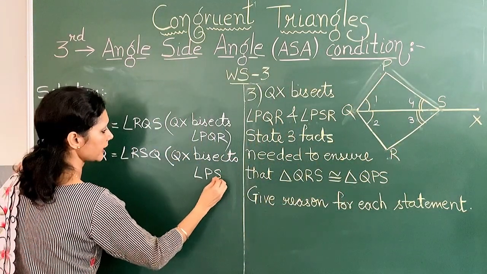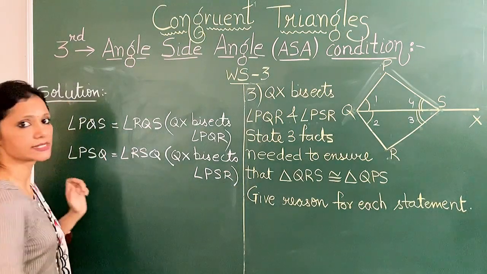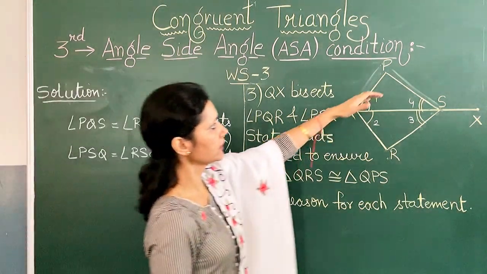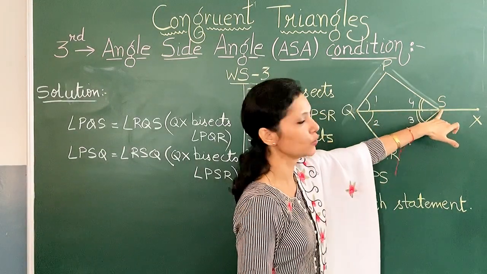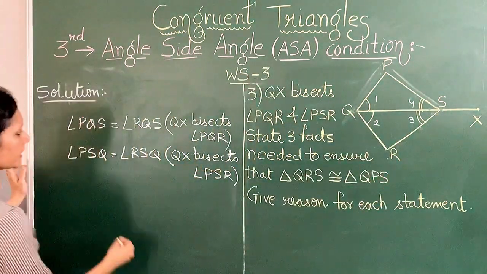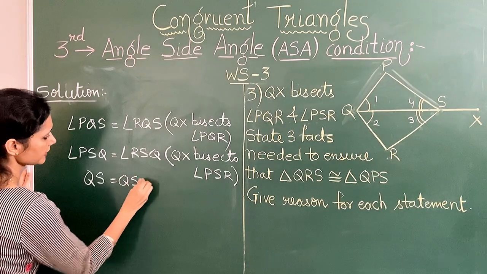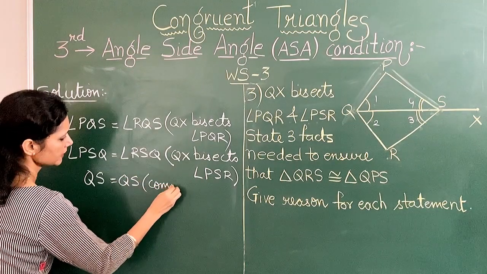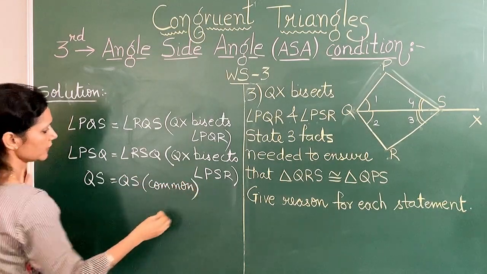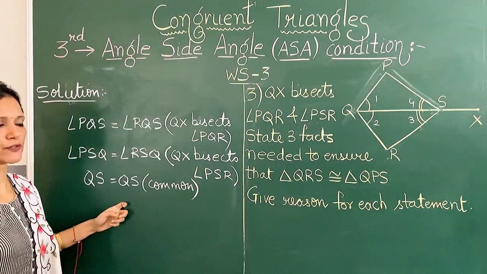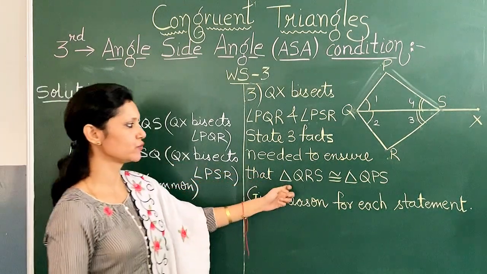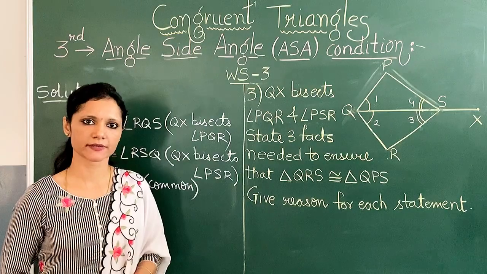Angle PSR. Now the third equal side. See, both the triangles, they are having this side QS common. So we would say QS is equal to QS. The reason is this is the common side. So these are the 3 facts from which we concluded that these 2 triangles are congruent.